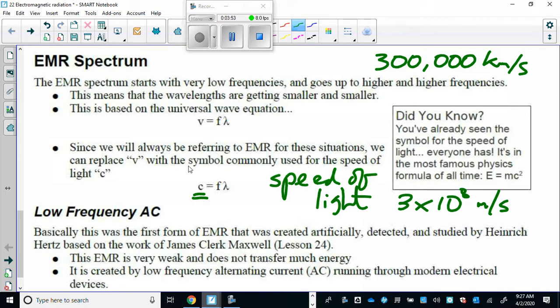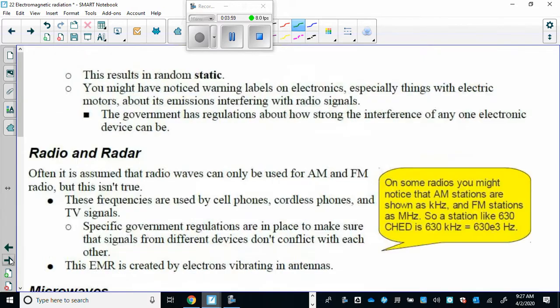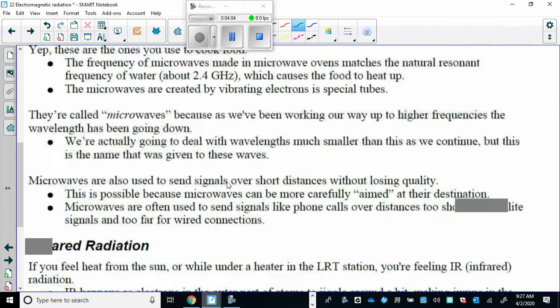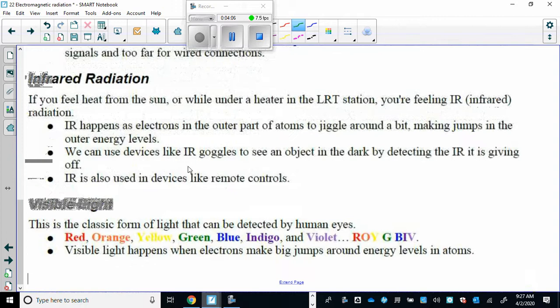The next part of your notes goes through all the different forms of electromagnetic radiation, and I'm not going to go through these. You can read through them. We start with low frequency alternating currents, then we go to radio and radar, microwaves, infrared, visible light. You need to know this, Roy G. Biv. I'm sure you learned that in grade 2 or something. Roy G. Biv, need to know that.